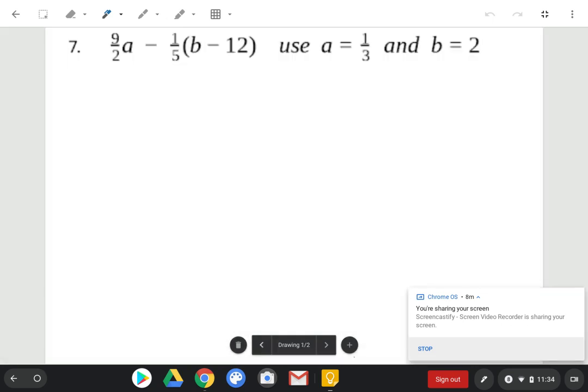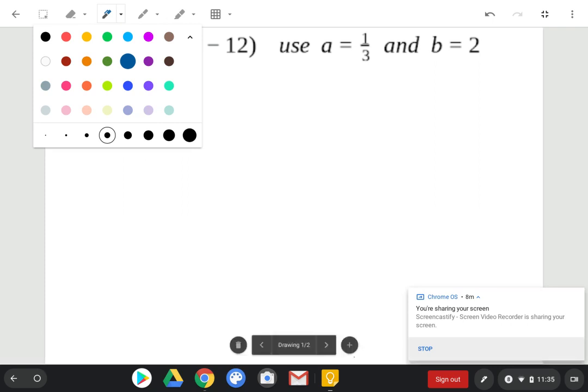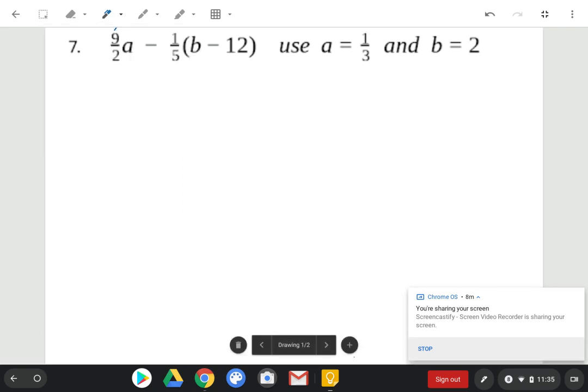Okay, well, that's not the problem I had intended to do, but I guess it's the problem I'm going to do right now. I'm going to look at number 7. Number 7 says 9/2 A minus 1/5 times B minus 12. Use A equal a third and B equals 2.